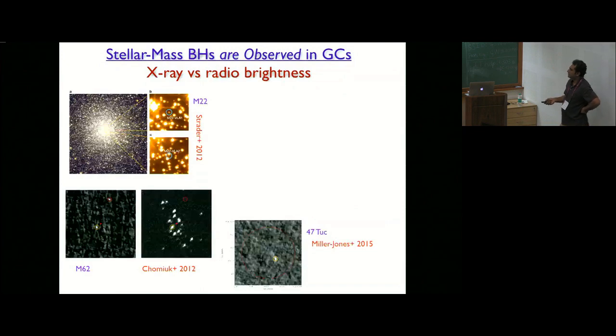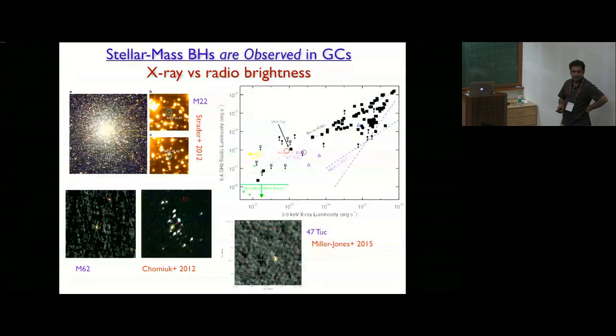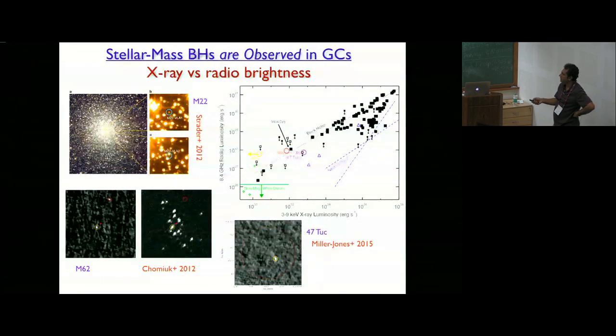And then after the VLA was upgraded, a new method of black hole candidate discovery came up. And that is comparing the X-ray luminosity with the radio luminosity of systems. So the VLA allowed them to identify individual sources in Milky Way globular clusters. And so far there are, I think, 4 candidates: 2 in M62, 1 in M22, and 1 in 47 Tuc.